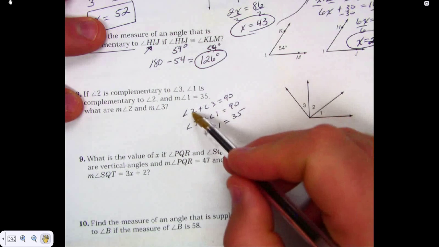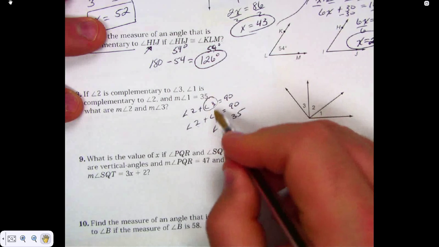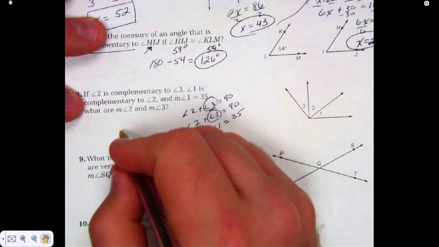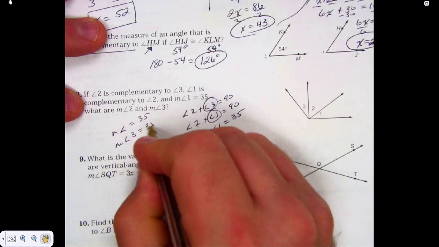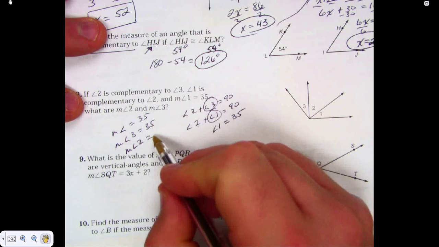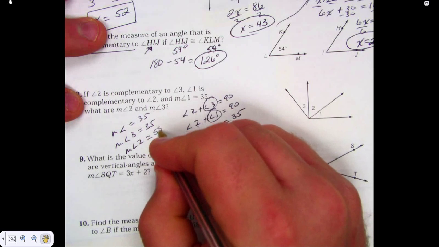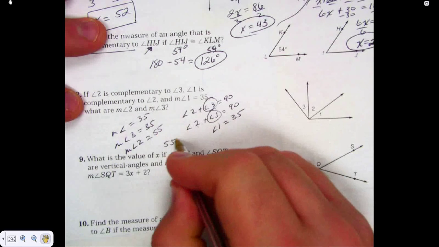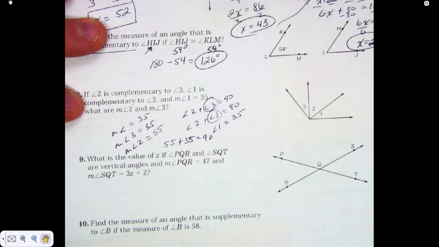Angle 2 is complementary to both 3 and 1. So what does that mean? These two are the same, right? So if angle 1 is 35, then the measure of angle 3 has to be 35. And the measure of angle 2 would be whatever's left out of 90 for each of these. So what's left? 55. Is that correct? Why is 55 right? Because 55 plus 35 equals 90.